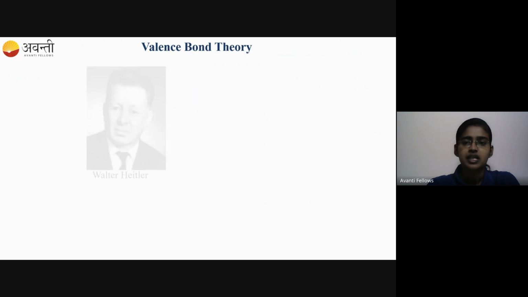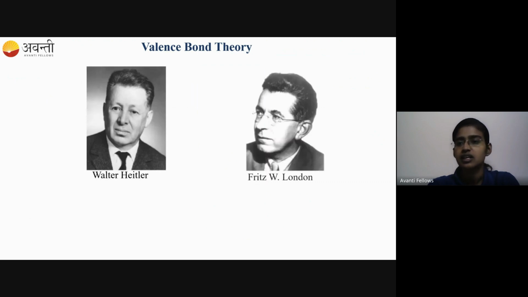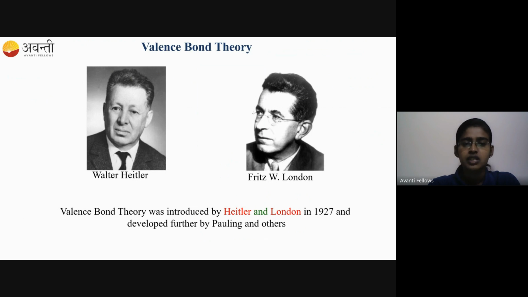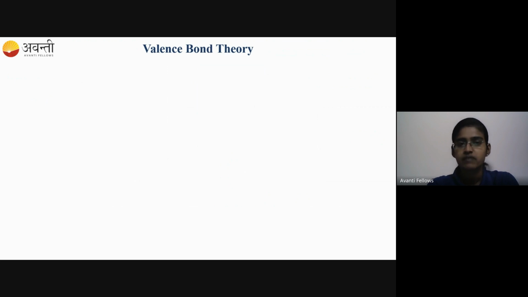It was proposed by Walter Heitler and Fritz London. These two scientists proposed this in the year 1927, and it was further developed by Pauling and some other scientists. But the main characters were these two. Valence bond: the name itself says valence. Valence means the outermost shell. The electrons present in the outermost shell are going to take part in the bonding, and they are going to give the shape or structure of the molecule.